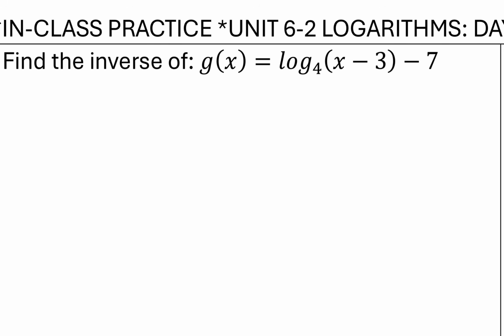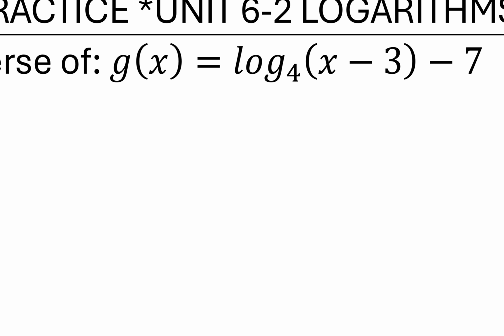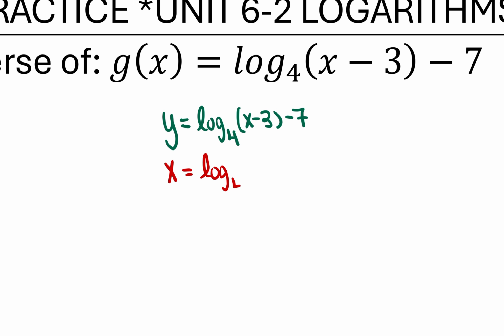Okay, in order to find the inverse of this log function, my first step is to rewrite g of x to be y. So I have y equals log base 4 of (x minus 3) minus 7. My second step is to then switch x and y. So now I have x equals log base 4 of (y minus 3) minus 7.